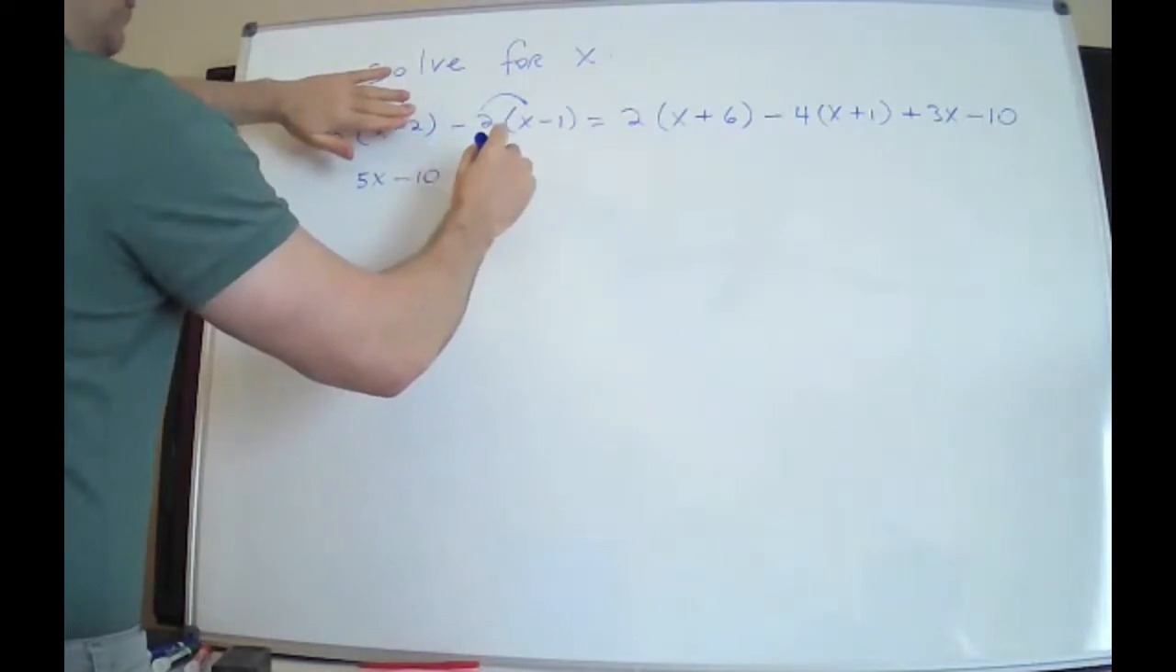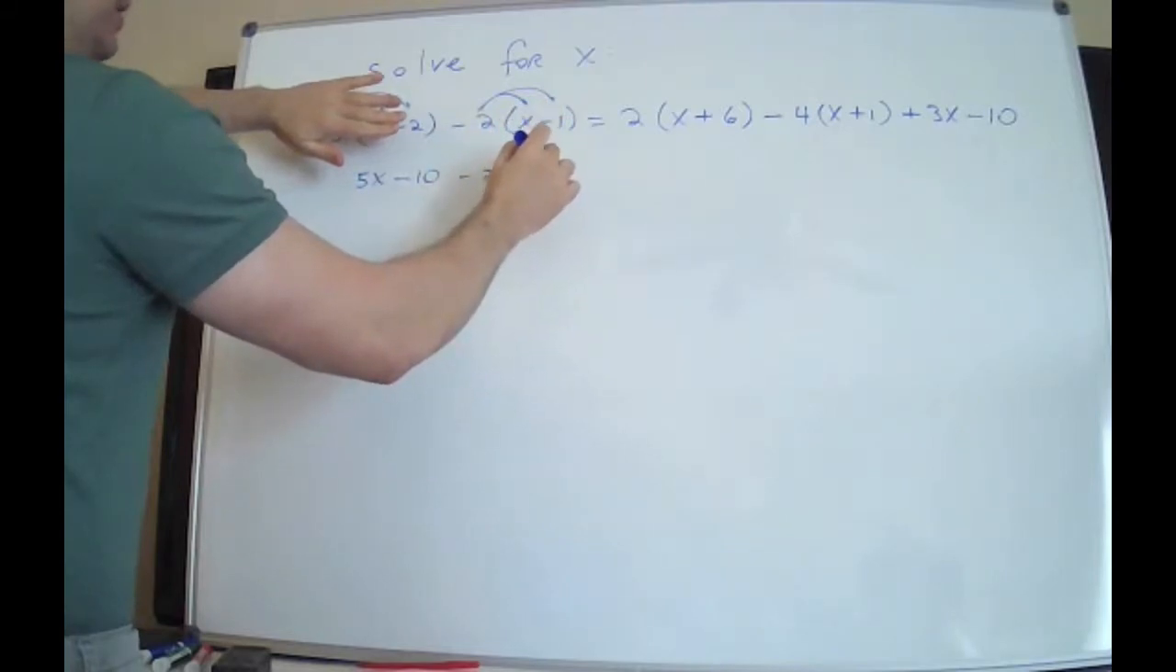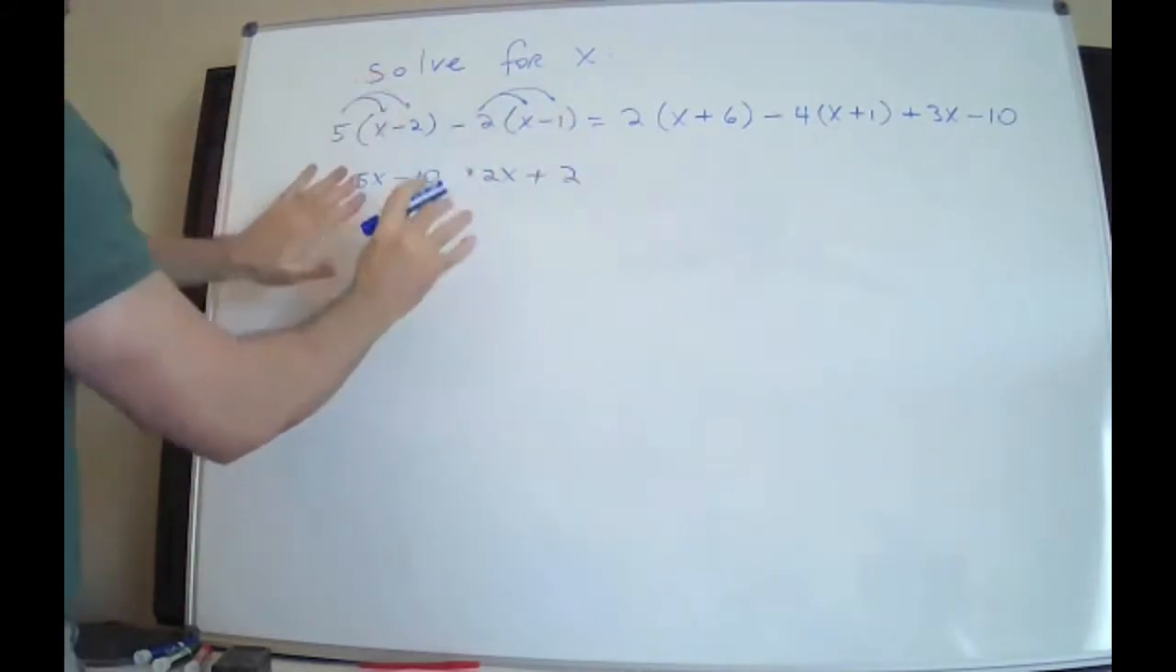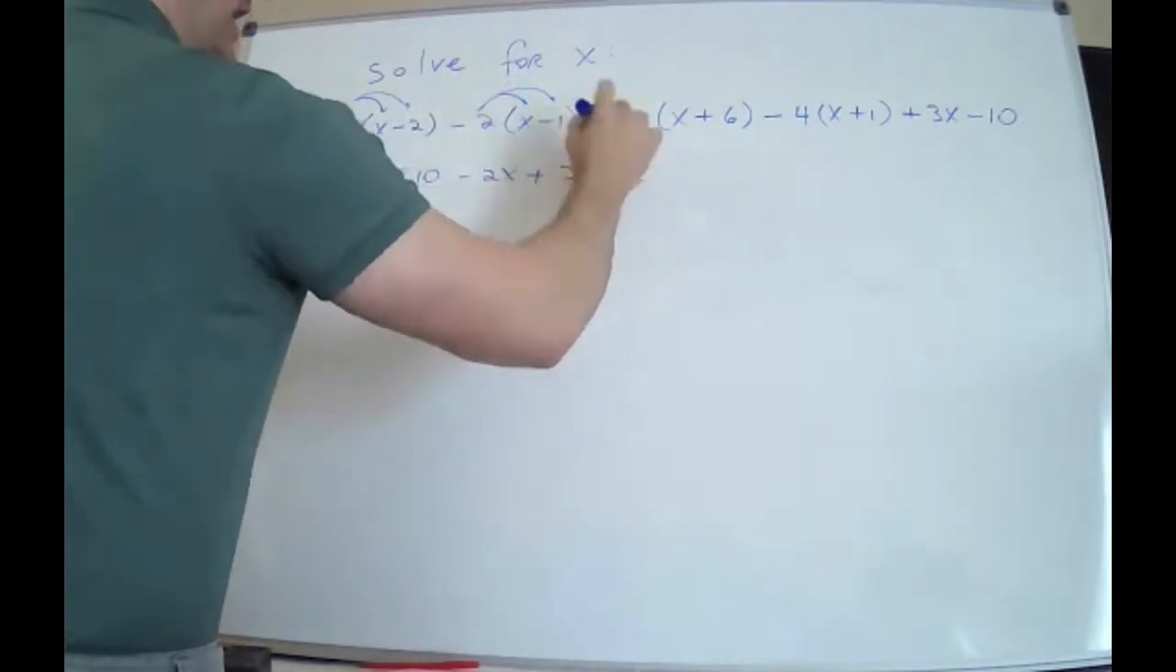-2 times x, same thing. Just times it. Then you're going to do negative times a negative, which is plus. 2 times 1 is 2. Left side is done. I'm going to stop. I'm not going to mess with it anymore. Now I'm going to go to this side.